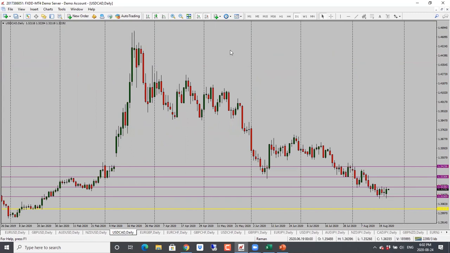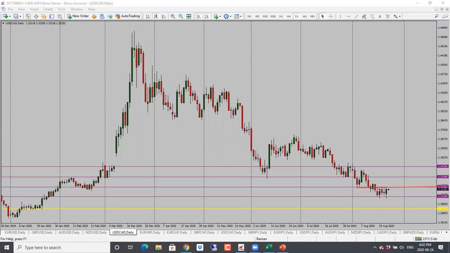Dollar CAD here, this one seems to be stuck in a tight range here. We see that price rejected the support level here, but it hasn't really managed to break above the resistance either. So today's candle closes bullish here, but we had a similar candle close the other day as well. So we have to be careful.